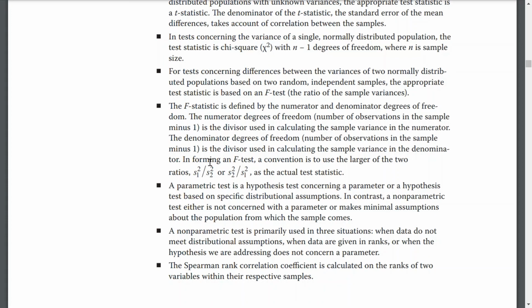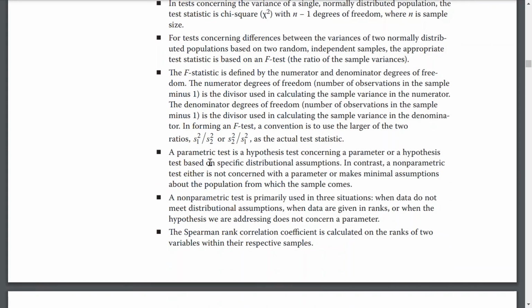A parametric test is a hypothesis test concerning a parameter, or a hypothesis test based on a specific distribution assumption. In contrast, a non-parametric test either is not concerned with a parameter or makes minimal assumptions about the populations from which the sample comes. A non-parametric test is primarily used in three situations: when data do not meet distribution assumptions, when data are given in ranks, or when the hypothesis we are addressing does not concern a parameter. The Spearman rank correlation coefficient is calculated on the ranks of two variables within their respective samples.